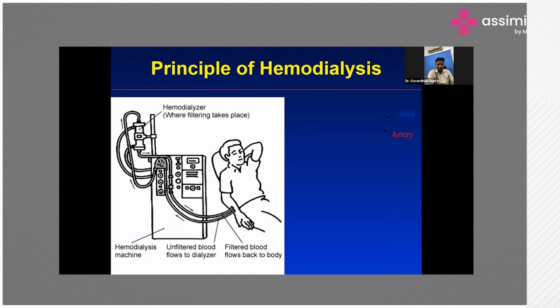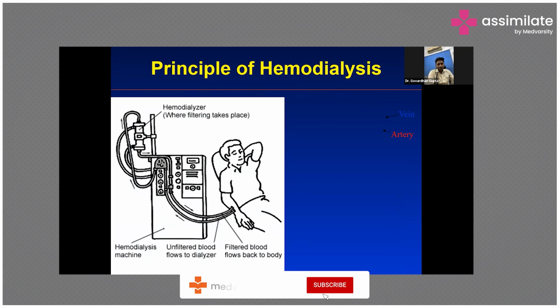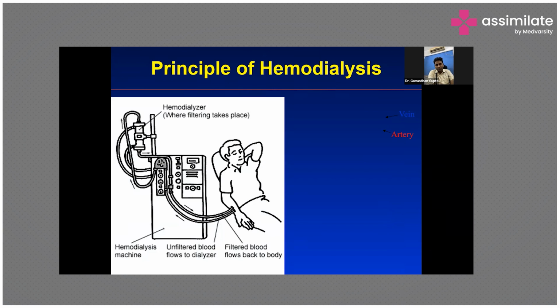From one pipeline, the pump actually takes the blood from the body to this dialyzer where the filtration takes place, and again the blood is flown back to the person with the help of this pump only. So the dialyzer you will be able to see on the extreme left side upper corner.